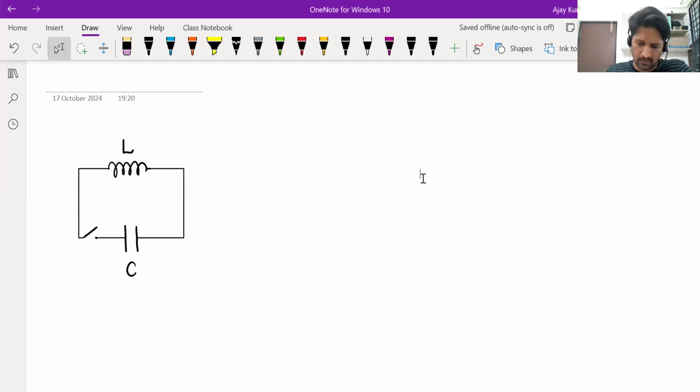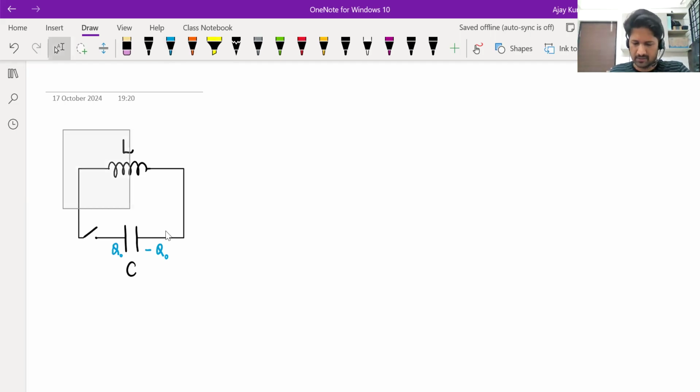Okay. Assume there is a capacitor and an inductor, and they're connected like this. Switch is open initially. When switch is open, obviously there's no current. But assume the capacitor is charged. Okay, let's say this plate is positively charged and this plate is negatively charged, with initial charge being Q naught.